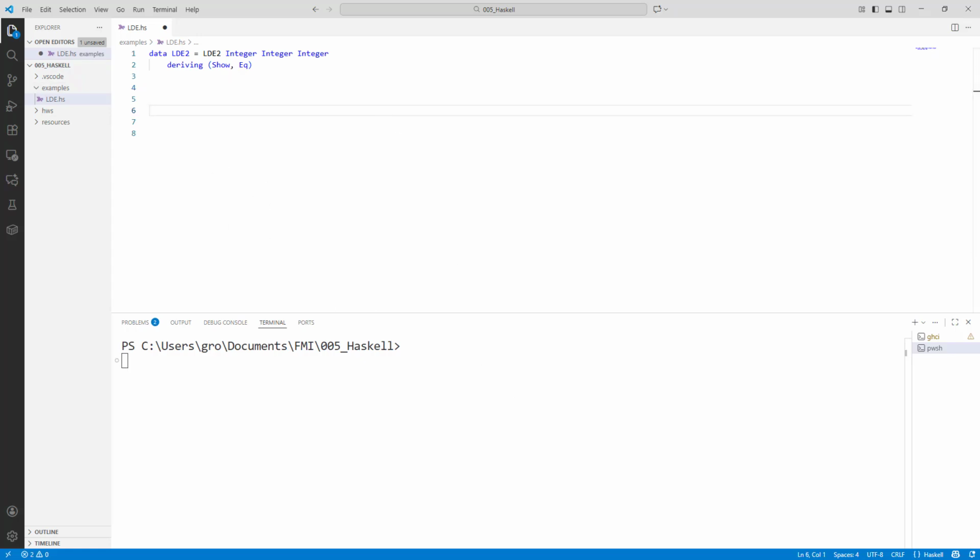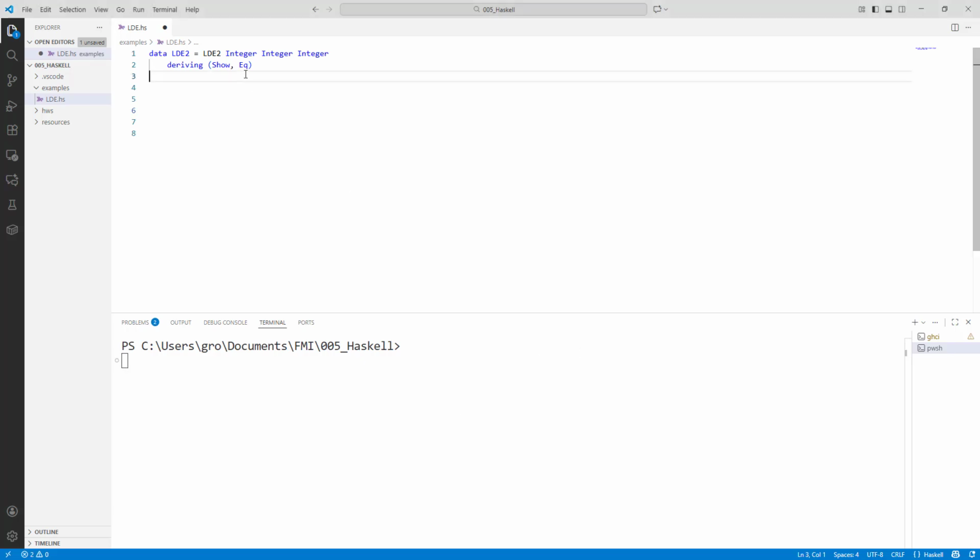So what does deriving Show and Eq stand for? It's a bit of Haskell magic for now. In short, Show tells Haskell how to print out our new LDE2 type to the terminal in a nice fancy way, or in other words, readable for humans. And Eq tells Haskell how to check if two LDEs are equal using the double equal operator. This is the comparison operator in Haskell. So this is actually useful.